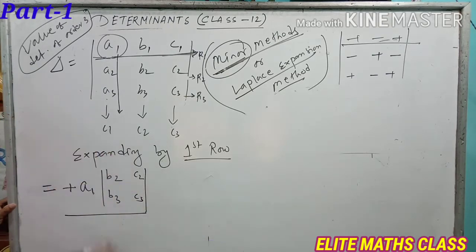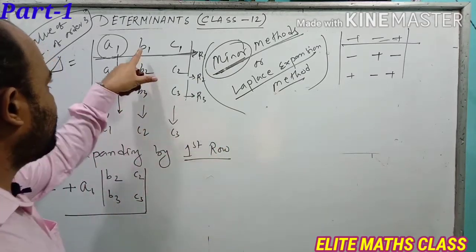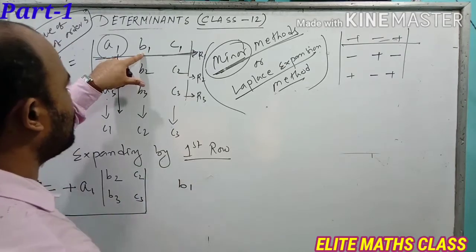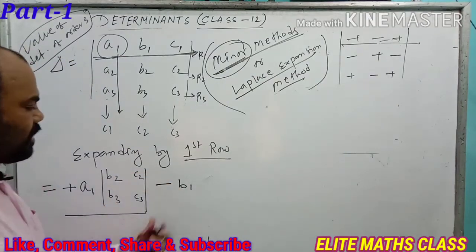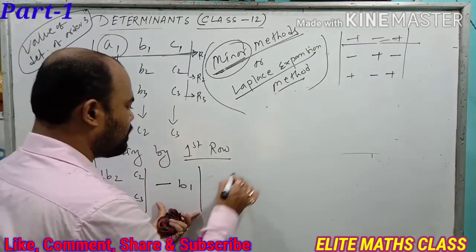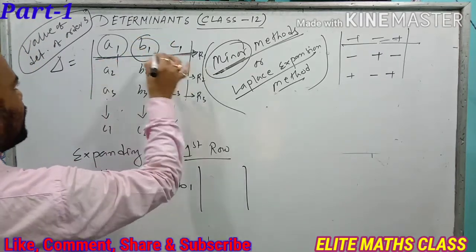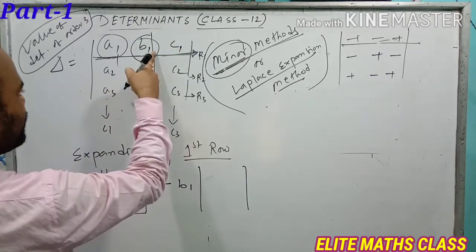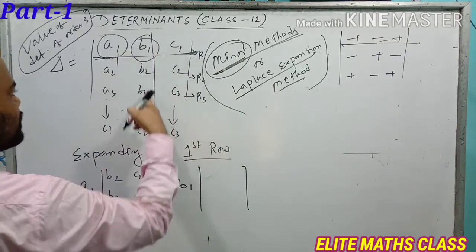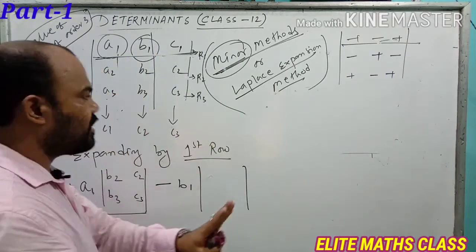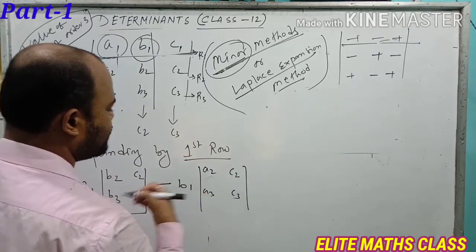So the first part is complete. As we are expanding by the first row, the second element of the first row is B1. You write B1. The sign of the second position is minus, so here will be minus B1. Now there will be a 2 by 2 determinant. The position of B1 is the intersecting point of the first row and second column, so you delete all the elements of the first row and second column. Then 4 elements remain: A2, C2, A3, C3.